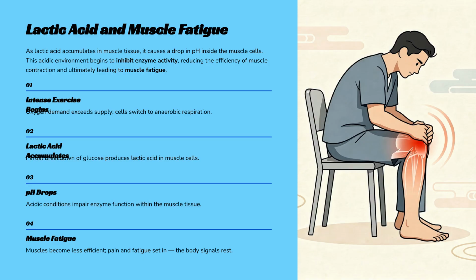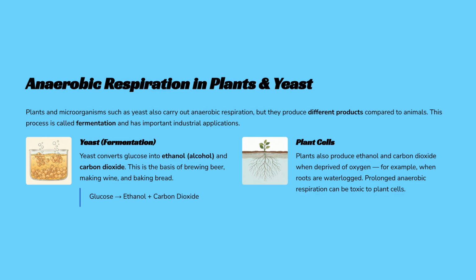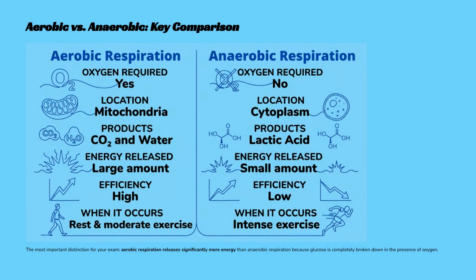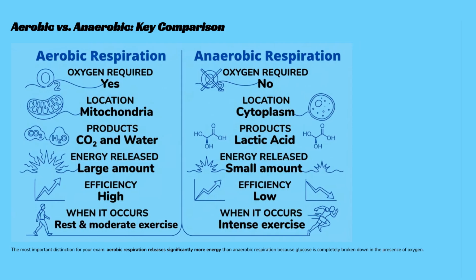The accumulation of lactic acid leads to a drop in cellular pH, which inhibits enzyme activity. This is what causes the sensation of muscle fatigue. Plants and yeast also respire without oxygen, but they produce different products. This process is called fermentation and is used in industries like brewing and baking. A key exam distinction: aerobic respiration is more efficient than anaerobic because it fully breaks down glucose in the presence of oxygen, releasing more energy.